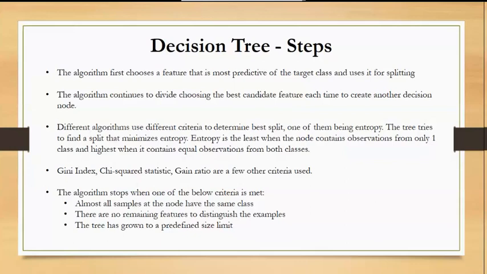Okay, so when is the entropy maximum and minimum? Entropy is the least when the node contains observations from one class only. If a node contains observations from one class only, then the entropy is least. It is the highest when it contains equal observations from both classes.